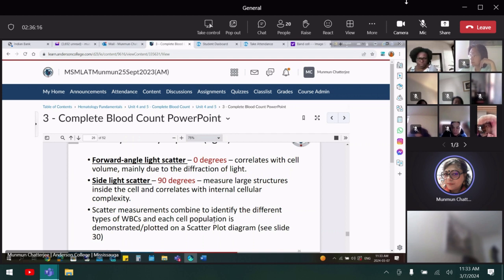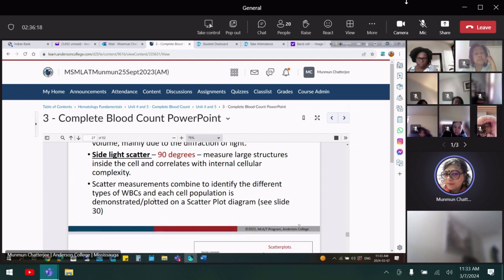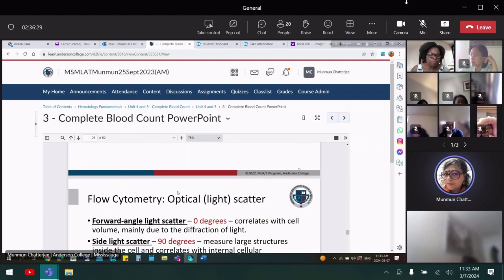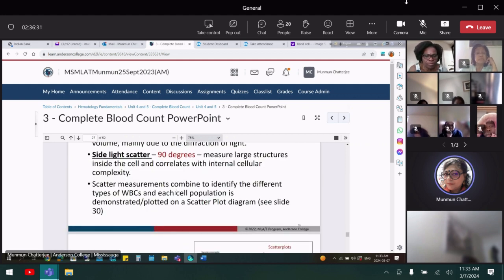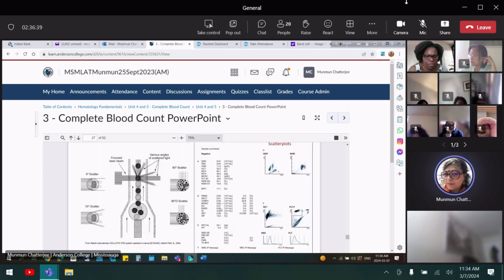So scatter measurements combine to identify different types of WBCs, and each cell population is plotted on a scatter plot diagram. In general, the machine gives you the histogram, mainly for RBC, WBC and platelet, but the differential count is presented on a scatter plot diagram. See slide 30. So where is slide 30? This is 77. This is very complex, how it looks like. You can go through it. This is called the scatter plot. This is called the histogram.